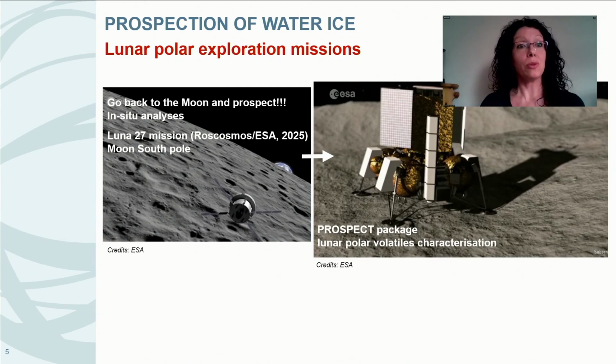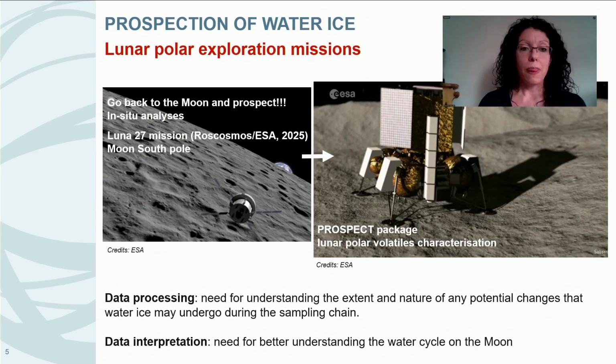We need to come back to the moon, do in-situ analysis, and prospect. One of the lunar polar exploration missions that is planned is Luna 27, that is going to fly in 2025 to the moon's south pole. One of its payloads is the PROSPECT package that will characterize the lunar polar volatiles.